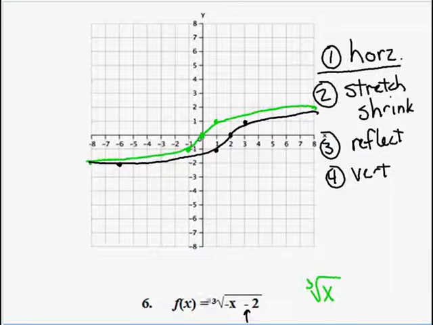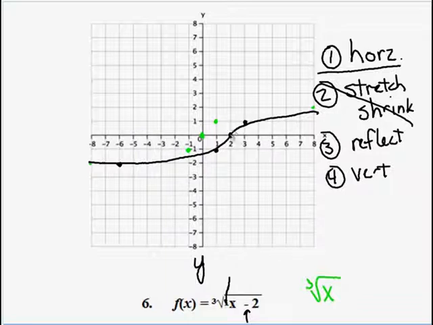Stretch or shrink, are there any numbers out here? No. So that doesn't work. Reflection over an axis. Yes, we do have one of those. Let me get that original parent graph out of the way. So we do have a sign change under the radical with the x. That's going to be a reflection over the y-axis. So all the points that were over here are going to get flipped over the y-axis.